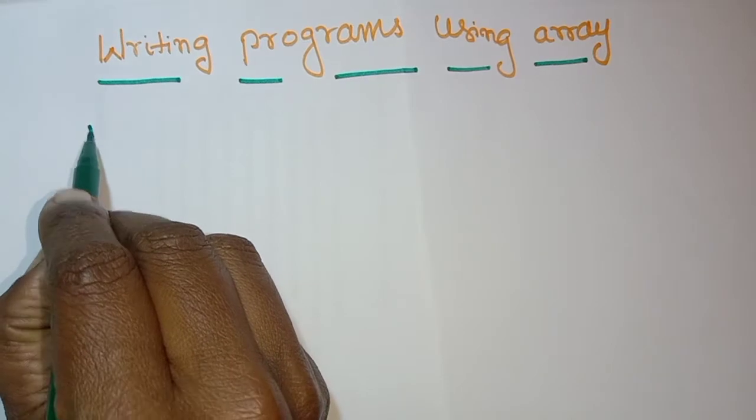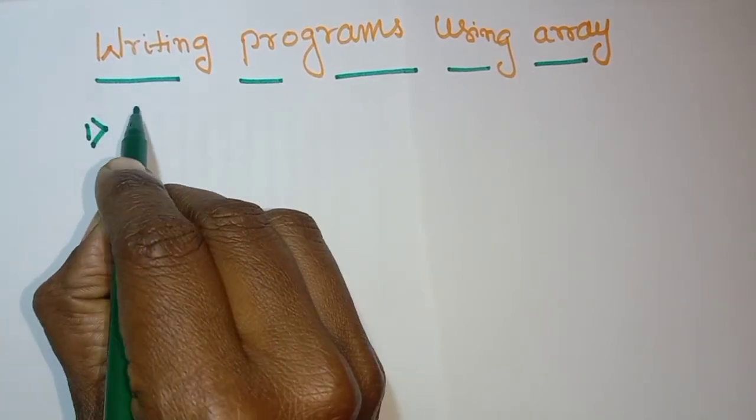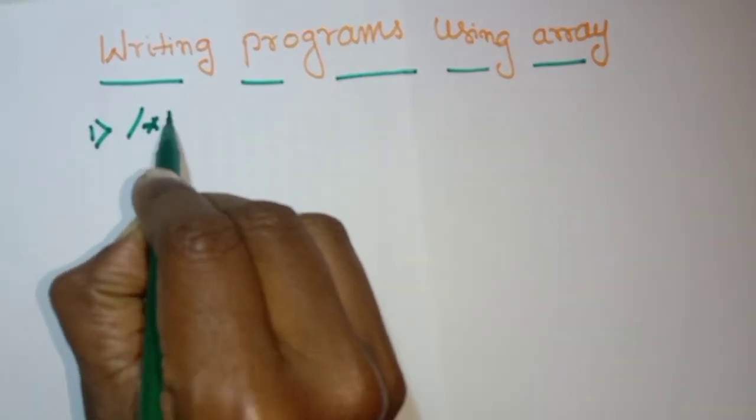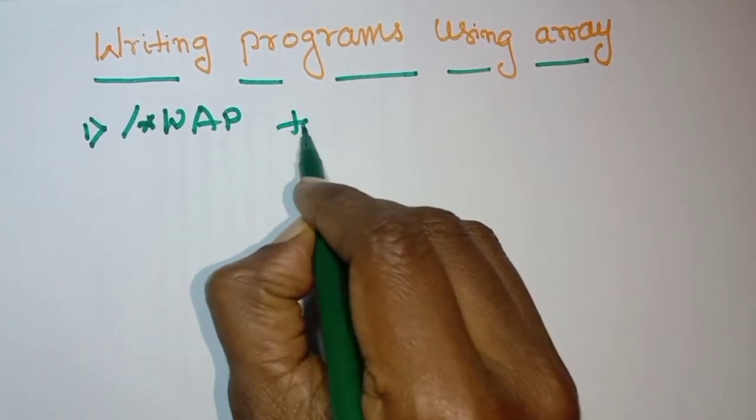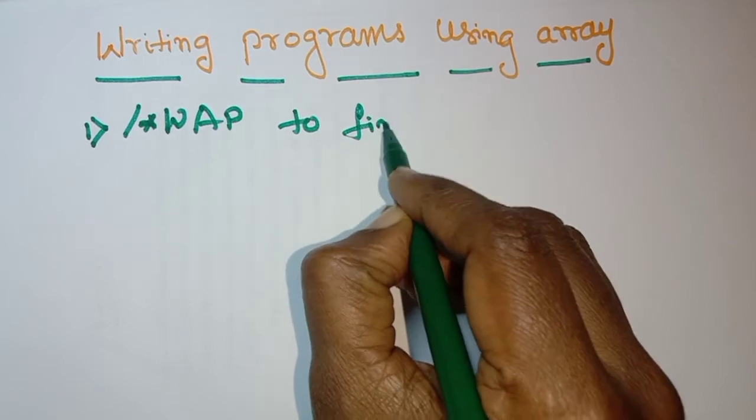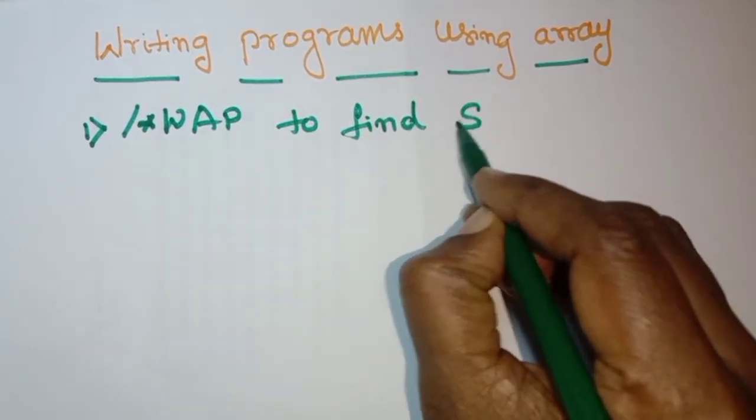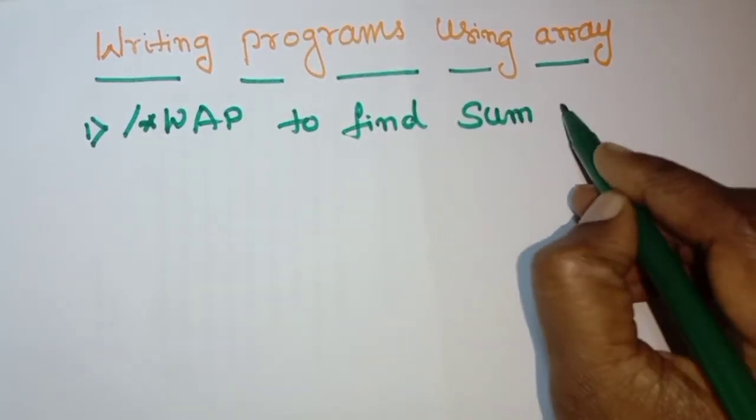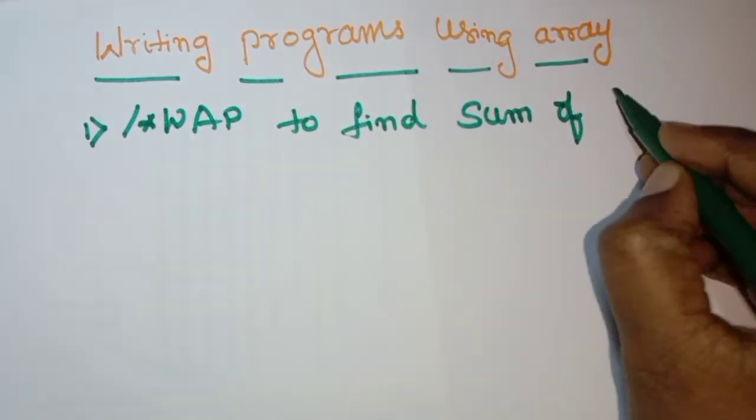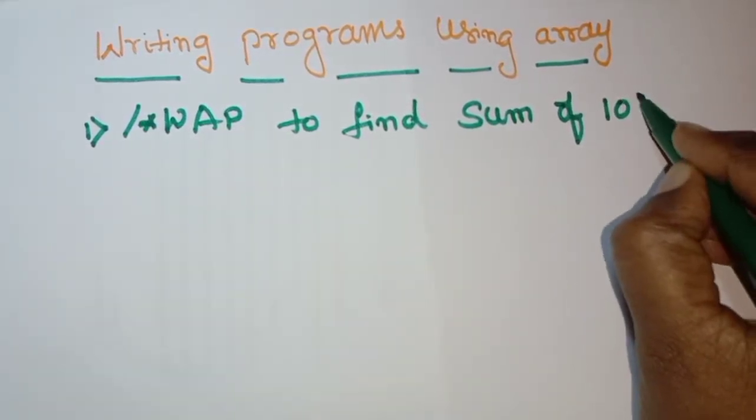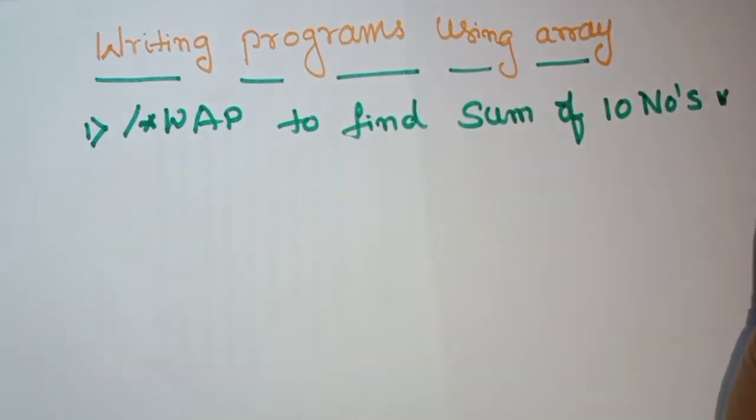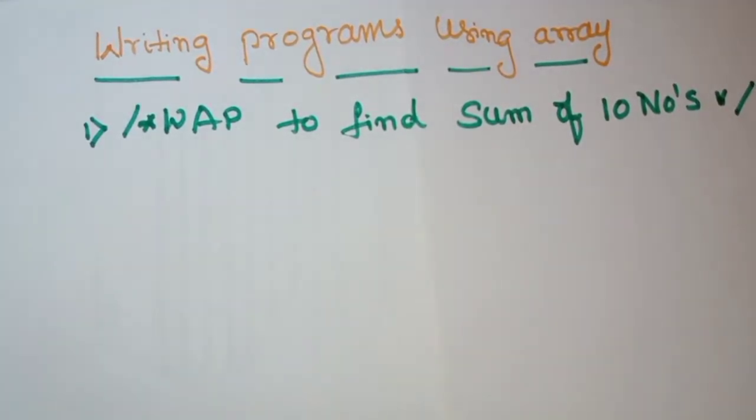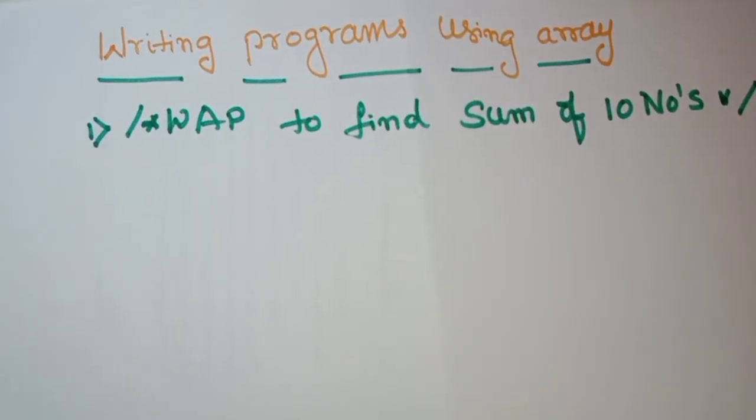First program is: write a C program to find the sum of 10 numbers. How many numbers? 10 numbers are there. We have to find out the sum.